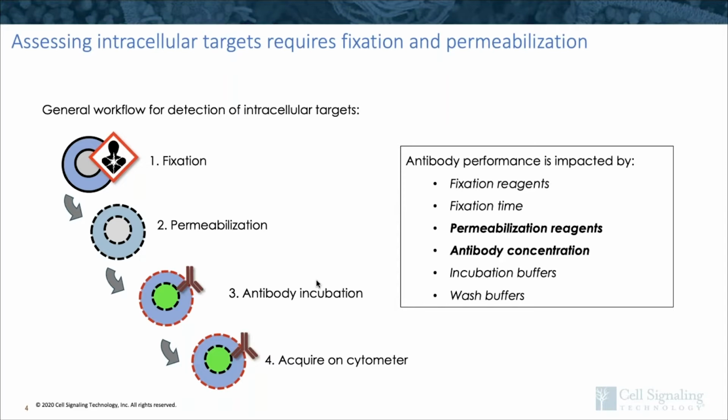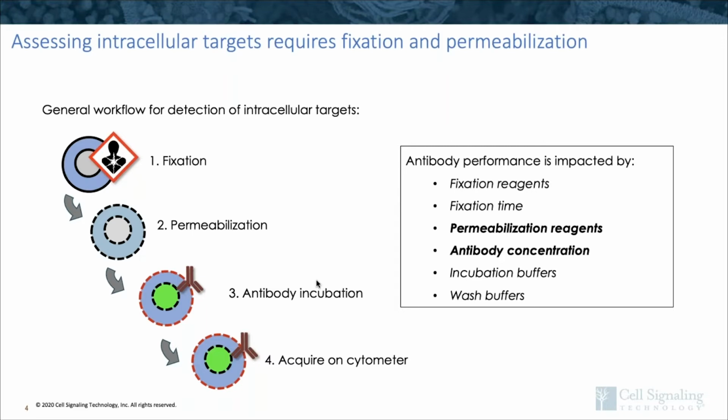At CST, the vast majority of our products are going to be validated for use on cells that have been fixed with 4% formaldehyde for 15 minutes. We do have some variability in terms of the permeabilization reagents that we recommend, though. In most cases, we opt for 90% methanol, but there are some instances where we'll use other reagents like Triton X-100.